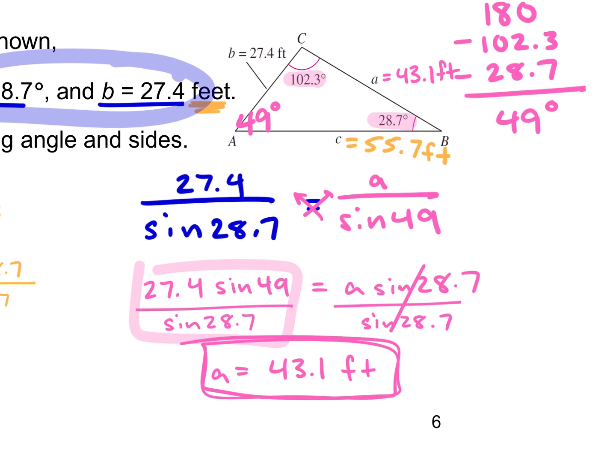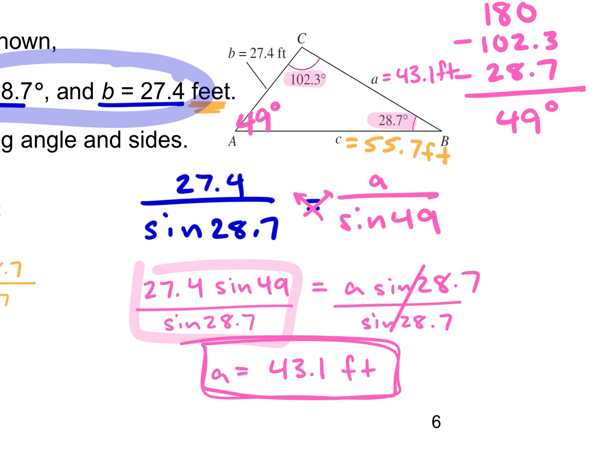Now be careful with your calculator. We're talking about degrees here. All of our angles are going to be in degrees, so your calculator needs to be in degrees. Just make sure your calculator's in degrees. If you're not getting the right number, but you're setting it up right, just make sure that your calculator's in degrees.